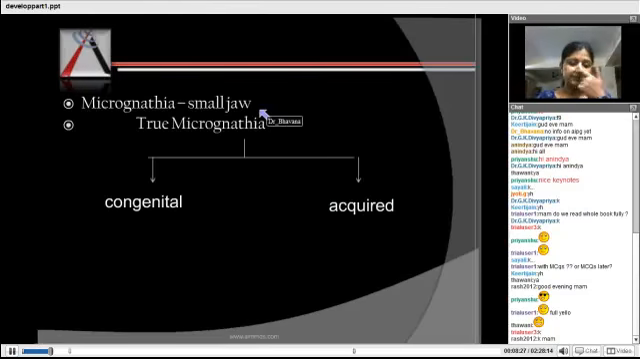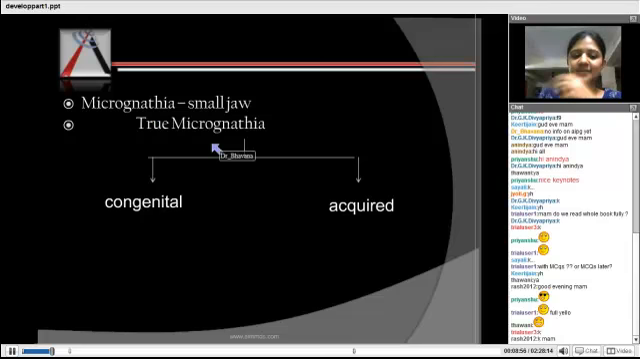Starting with developmental disorders, very important, easy topic, but a lot of importance is to be given to it. Micrognathia, you understand from the word itself. A lot of terms that we talk of in dentistry are very self-explanatory. If you can just understand the gist in the word, it makes it easy. Micro, small; gnathia, jaw. You can have a true micrognathia or you can have pseudo-micrognathia.